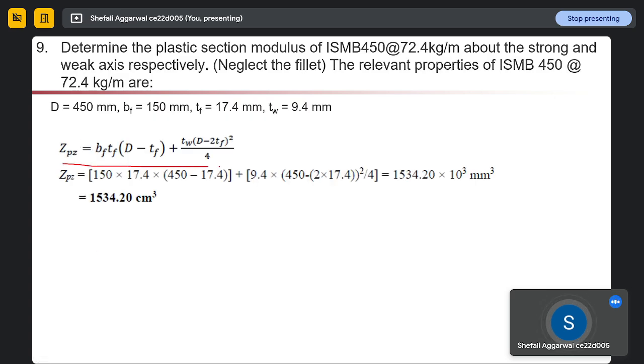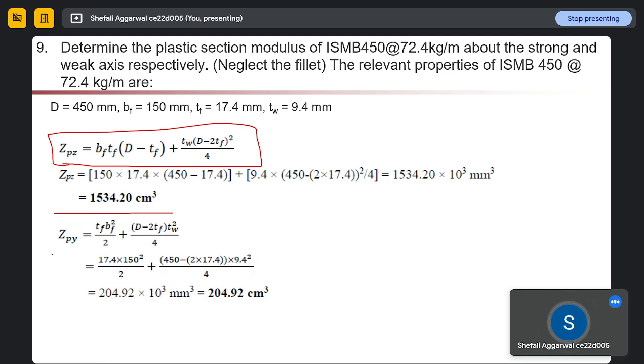This is the formula which is given to us to calculate the ZP value in the Z direction: BF TF into D minus TF plus DW, D minus 2TF divided by 4. Using this, we are calculating section modulus in Z direction. And using this formula, we can calculate our section modulus in Y direction. These are the direct formulas which are already given in your IS code. You can use these formulas.